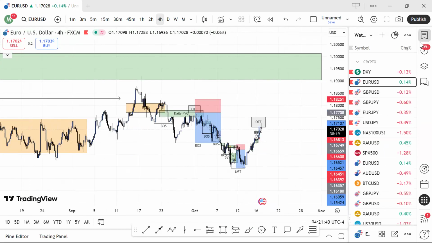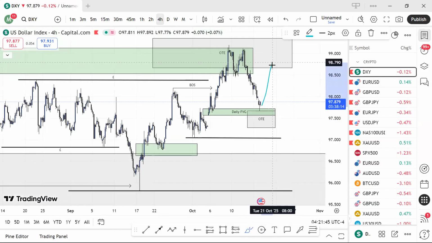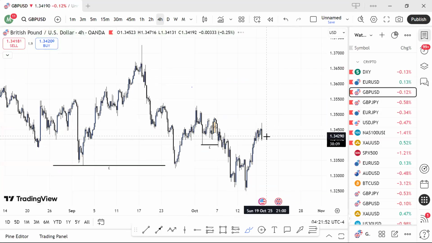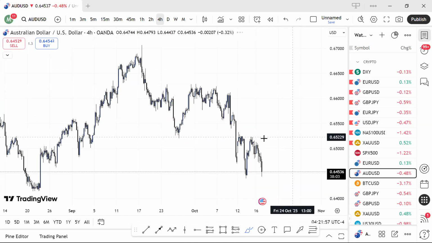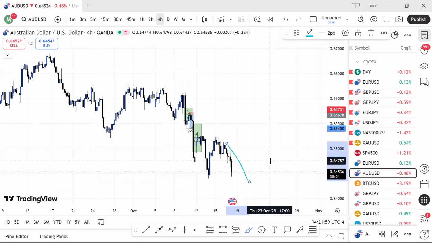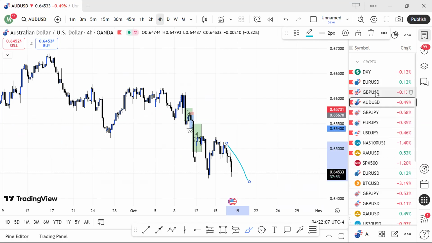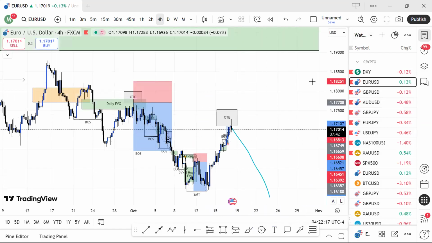So the DXY, as I told you, if we are seeing the bullish model, then on the Euro USD we are seeing the bearish model, even on Pound USD we are seeing the bearish model, even on the AUD USD we are seeing the bearish model. Same things like this. So these are the pairs that are typically negatively correlated with the DXY, in the direction, I mean. So they are not moving in the same direction. They have the same price action, but not moving in the same direction. So that's what I'm saying.